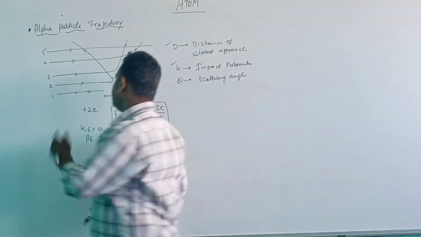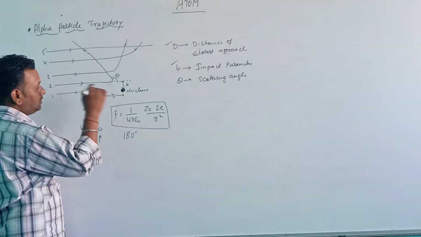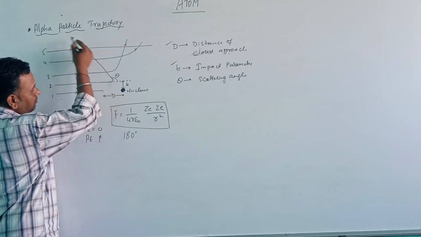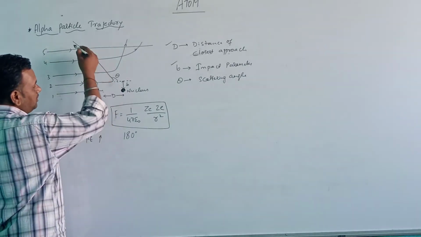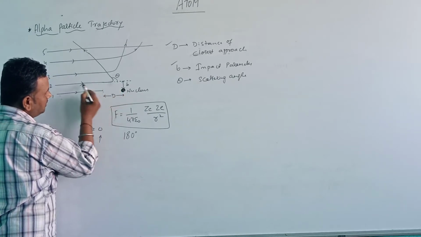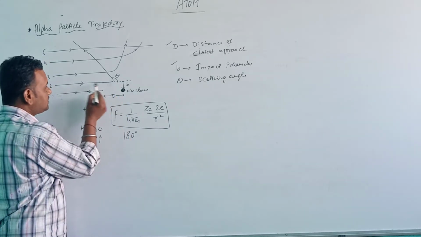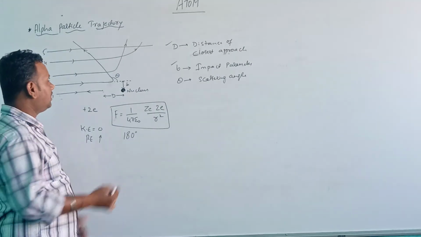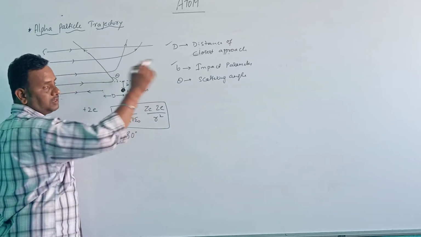Now let us consider the second alpha particle, which is traveling on a straight line. When it reaches here, it is being scattered by more than 90 degrees. So from the initial velocity of this second alpha particle, suppose this alpha particle is not repelled, then the alpha particle would travel along a straight path.